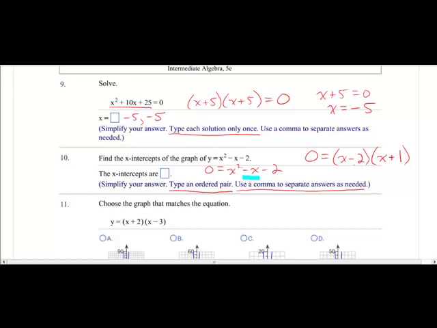So now take each of these factors and set them equal to 0. This gives me x equals positive 2, x equals negative 1, and then if I'm going to enter those as ordered pairs, I would enter (2, 0), comma, (negative 1, 0). Now again, y'all's answers were probably different than this. Your numbers were slightly different, but it's the exact same process with different numbers.